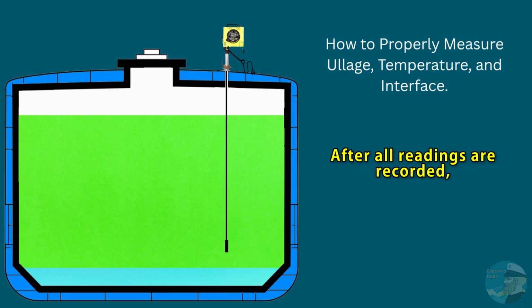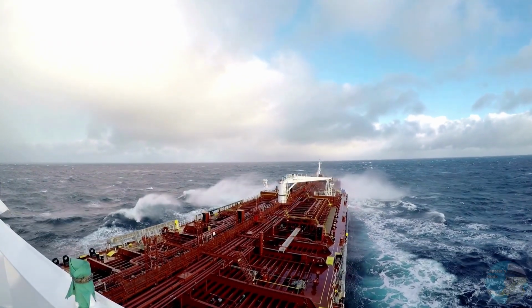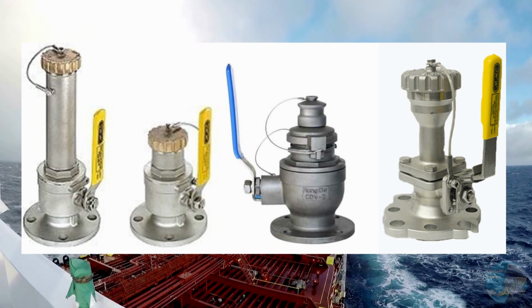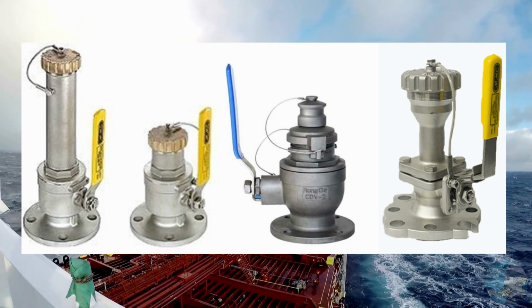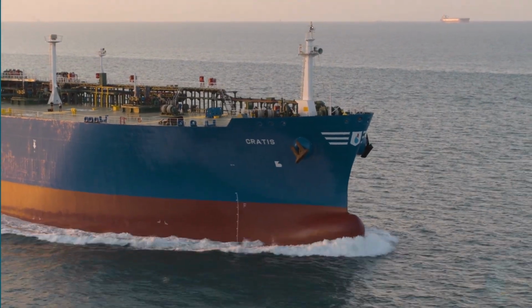After all readings are recorded, reel the gauge back in and repeat the process for the remaining tanks. A word of advice: be careful not to close the vapor lock prematurely, or you might cut the tape. These tapes are expensive, and if they fall inside, they could damage the pump impeller, creating a serious hazard.